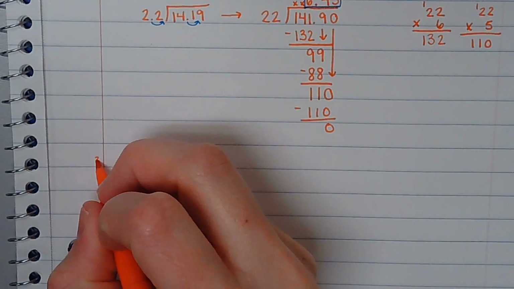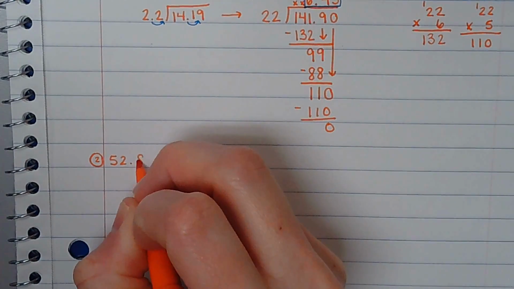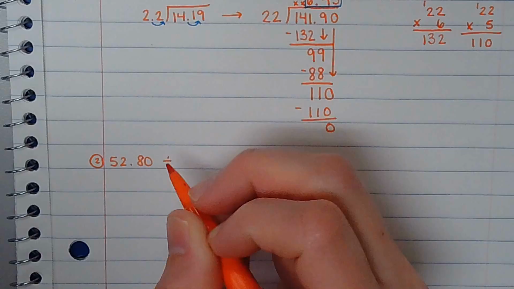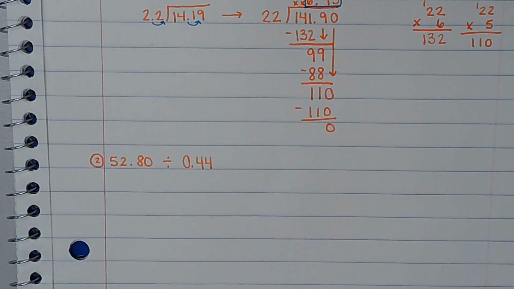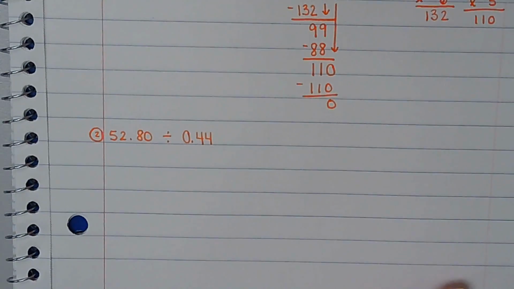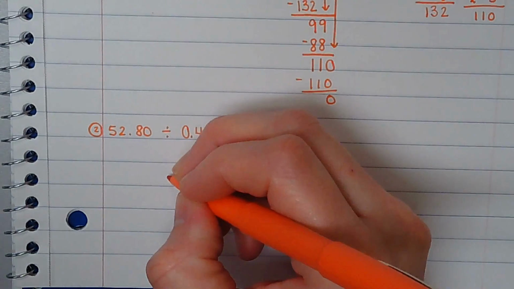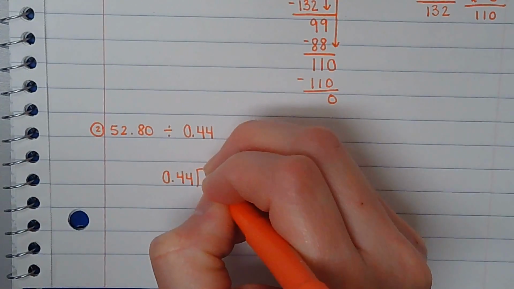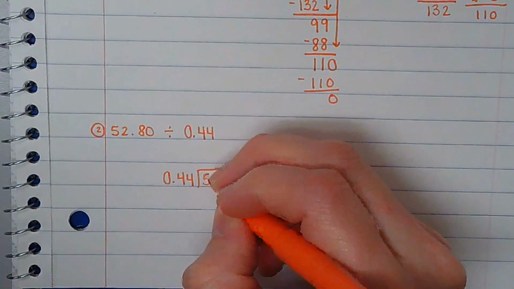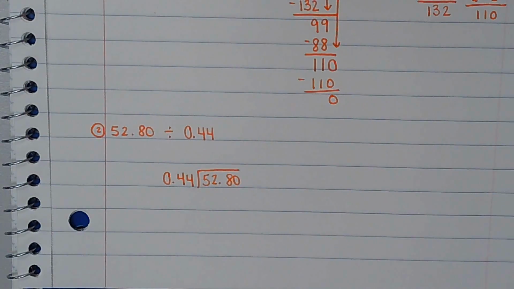Let's do 52.80 divided by 0.44. Okay? First number goes inside your doghouse. Oh, sorry, that's what we call it here because we're the Bulldogs. Sorry. First number goes inside the house. So 0.44 goes outside, and 52.80 goes inside.